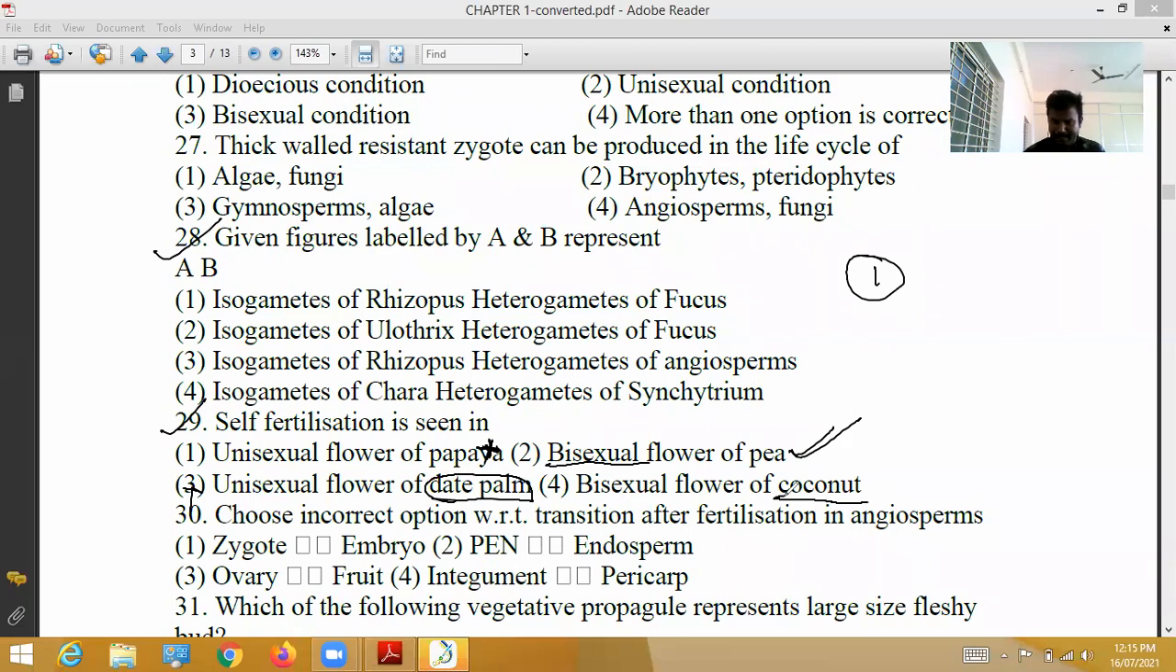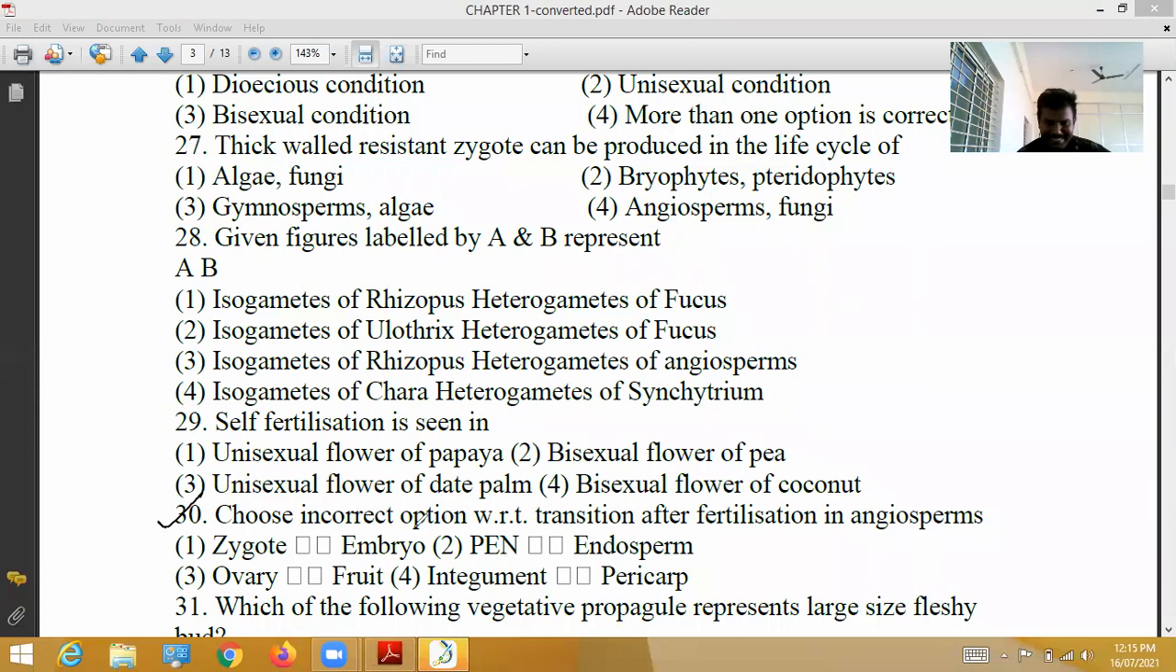Bisexual flower of a coconut plant. Actually, coconut plant is not a bisexual flower. Among the 4 options, the correct option is the second option. Self-fertilization is commonly seen in bisexual flower of a pea. That's the 29th question, and the correct option is 2.